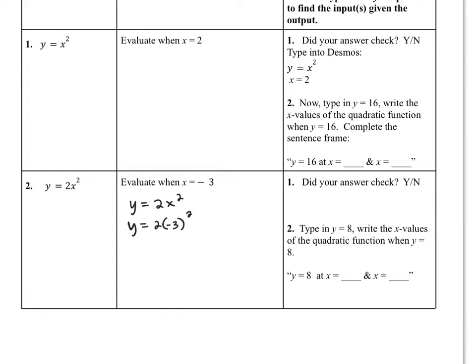So what this is asking me to do, remember I've got multiplication and exponents. I follow PEMDAS, so I'm going to do the exponent first. So negative 3 times negative 3 is going to be positive 9. And then I'm doing 2 times 9, which will get me 18. So my answer to part 1 is that the output y is 18 when my input was negative 3. Now I'm going to go over to Desmos, and I'm going to type in two equations. One is the quadratic equation, and secondly I'm going to type in the x equals negative 3 equation.